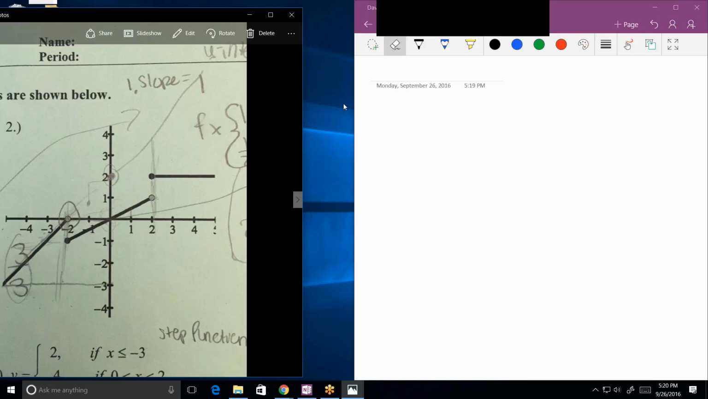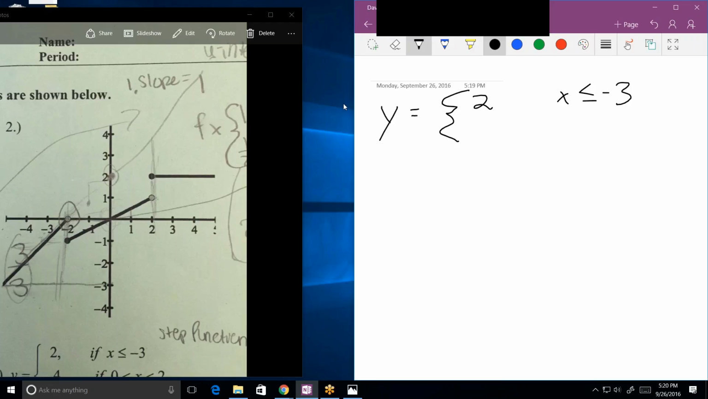I'm going to say that, and this time I'm going to use y notation. So y is equal to 2 whenever x is less than or equal to minus 3. Notice that that starts from the far left. y is equal to 4 whenever x is greater than 0 and less than 2. And y is equal to 5 whenever x is greater than or equal to 2.